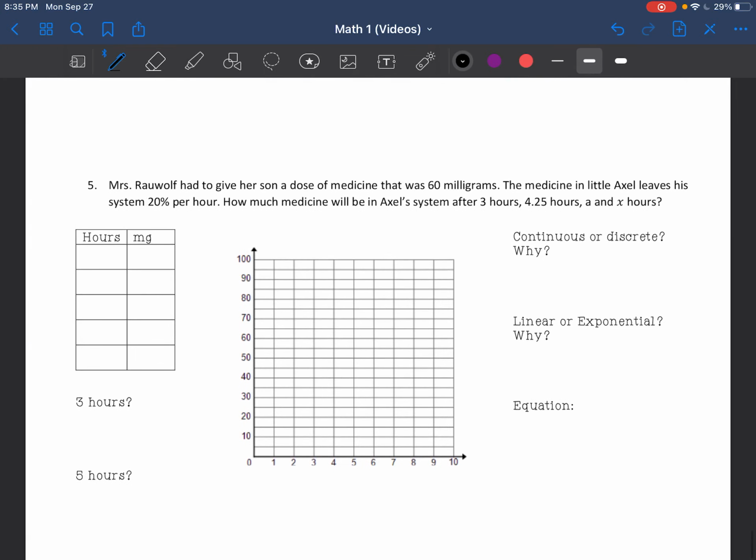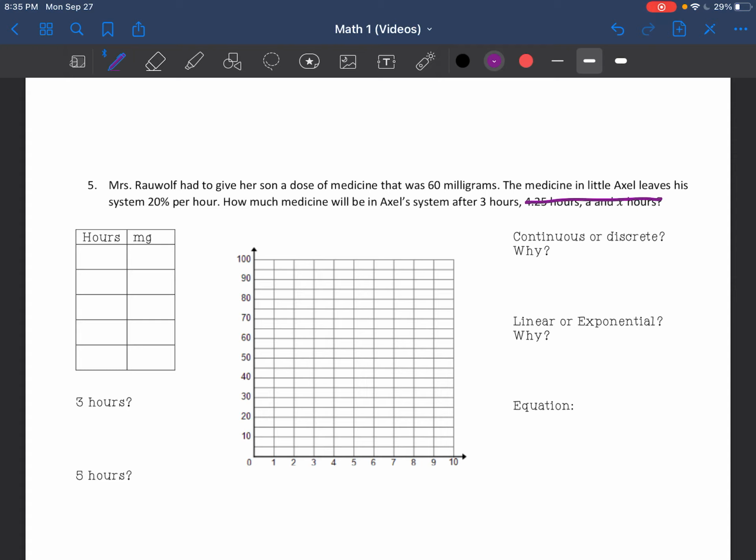All right, last one. So we're going to do this one all together because it does get confusing for some people, and that's okay. So Miss Rowell had to give her son a dose of medicine that was 60 milligrams. The medicine in little Axel leaves his system 20% per hour. How much medicine will be in his system after 3 hours, 4.25 hours, and X hours? And Miss Rowell didn't adjust her notes for those.